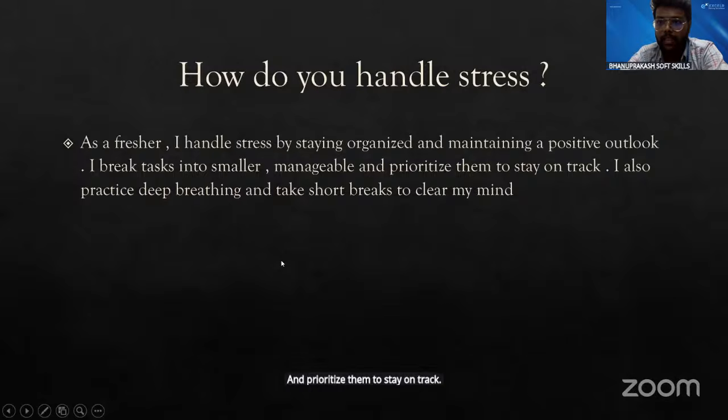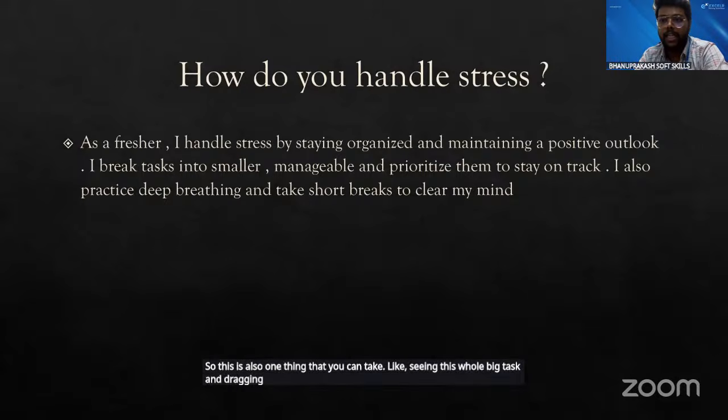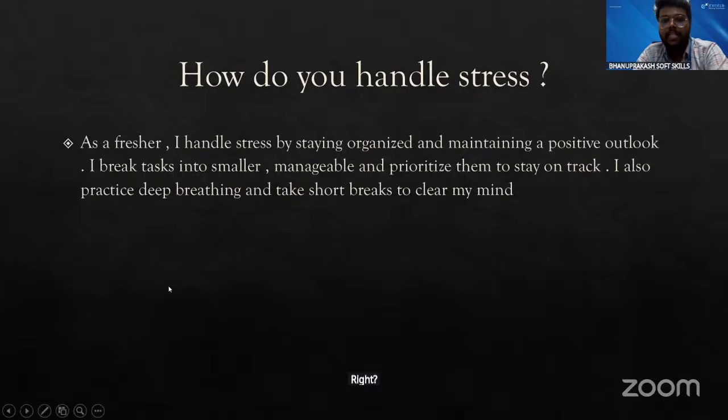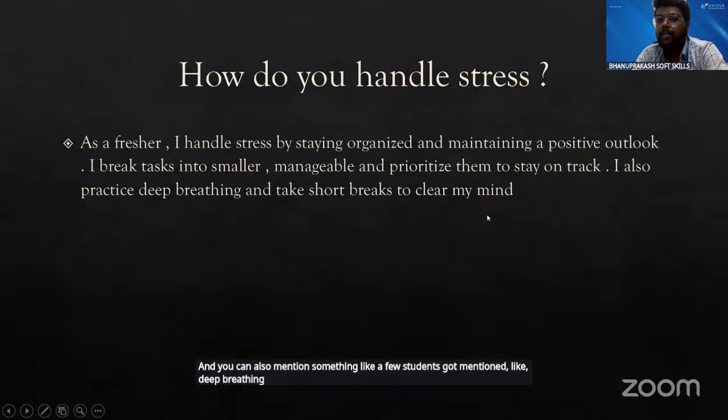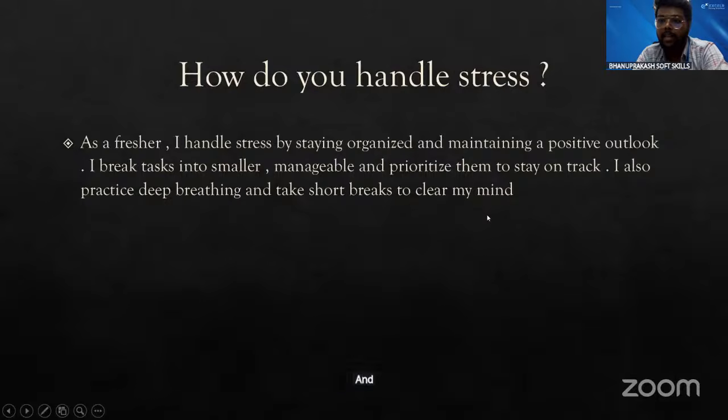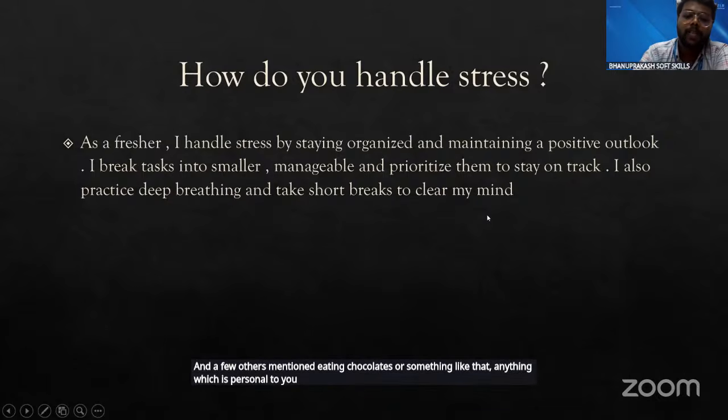So this is also one thing that you can take, like seeing this whole big task and breaking it into smaller tasks and doing it one by one. Do we feel any stress? Means no, not at all, right? And you can also mention something like, a few students mentioned deep breathing, taking short breaks, and a few others mentioned eating chocolates or something like that. Anything which is personal to you, you can also mention that.